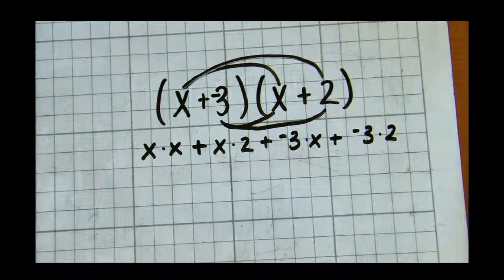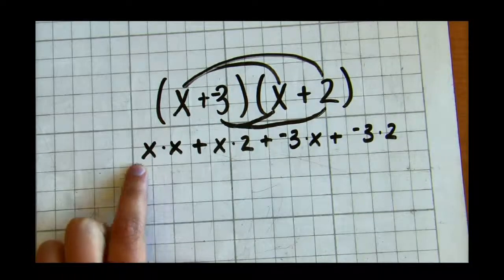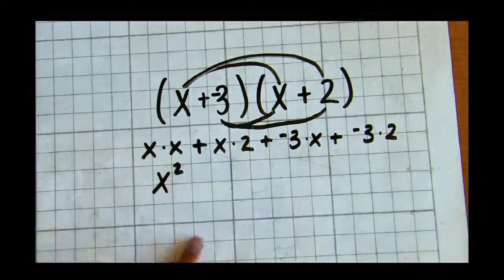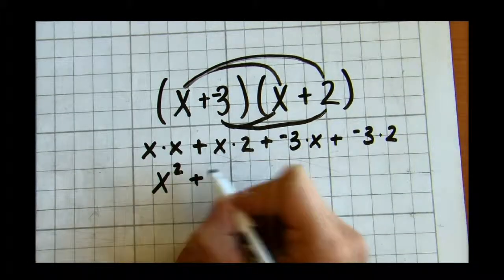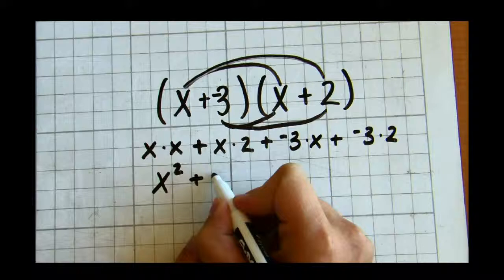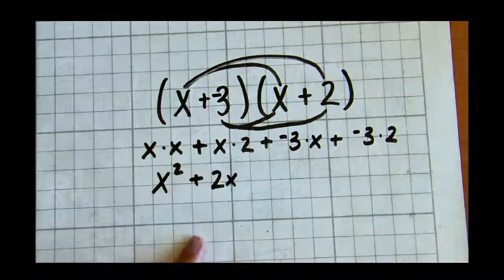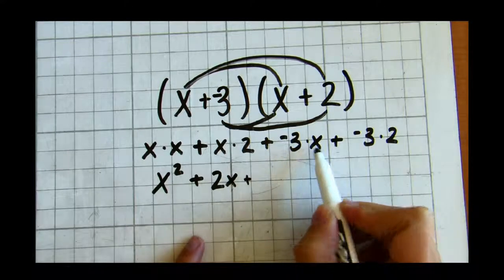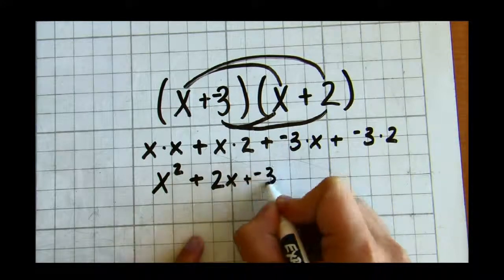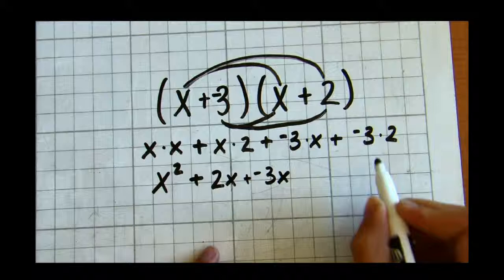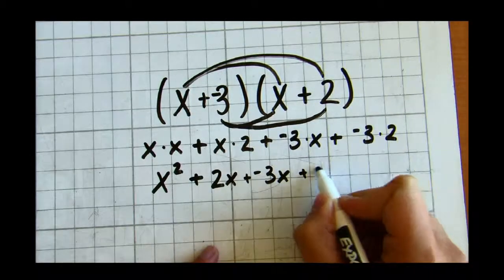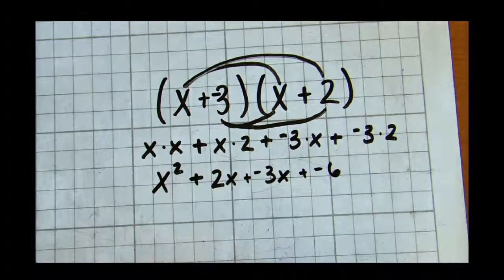Now what can I do? Wonderful, I can multiply my terms. X times x is going to give me an x squared. Plus 2 times x, which is 2x. Plus negative 3 times x just gives me a negative 3x. Plus negative 3 times 2 gives me a negative 6.